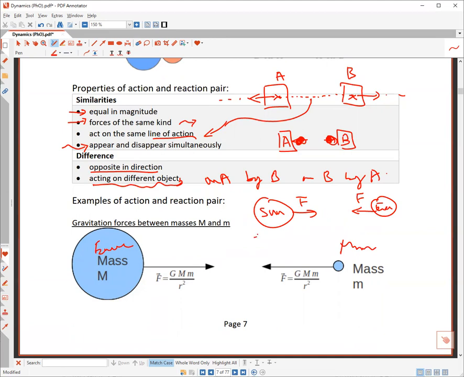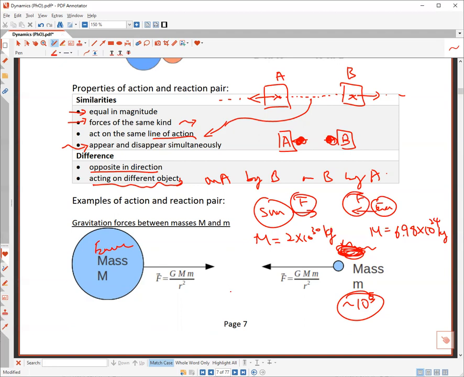Now the mass of the Sun is 2 times 10 to the power 30 kilograms. The mass of the Earth is around 6.98 times 10 to the power 24 kilograms. So it's almost more than 10 to the power 5 times larger. But they have the same magnitude of force.